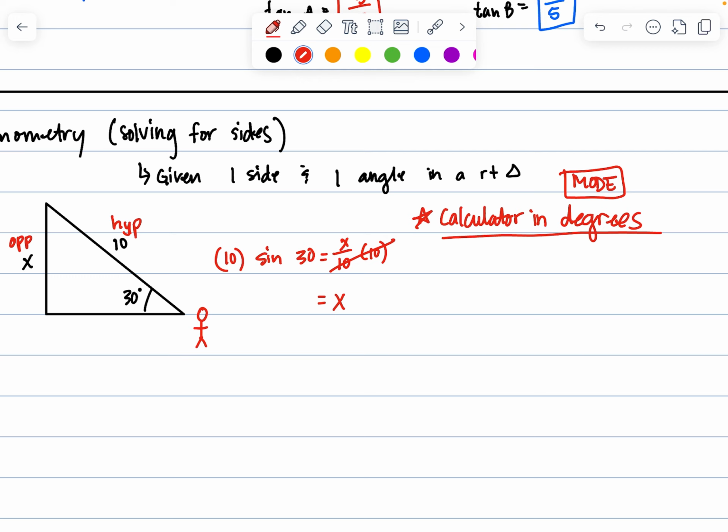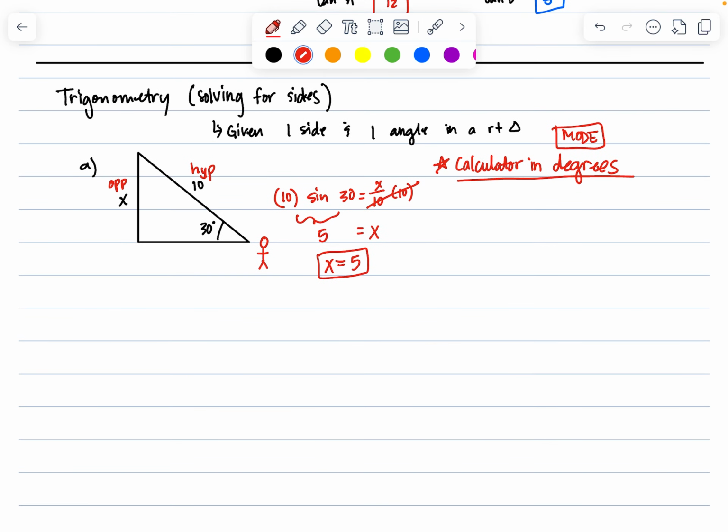Then all you do is type in 10 times the sine of 30. I'm doing this on a separate calculator, and I'm currently in the wrong mode. So let's make sure we are in the right mode, degrees. And we get 5. Okay, and here we have it. x is then equal to 5.